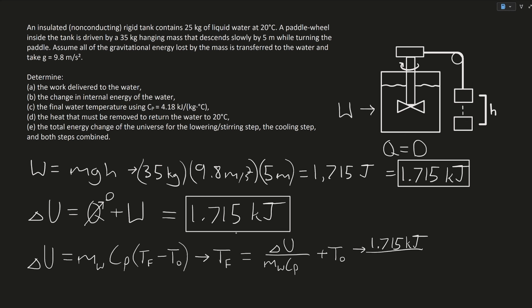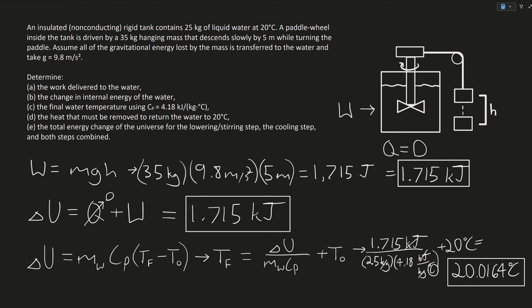divided by the mass of the water, which is 25 kilograms, times the heat capacity, which was 4.18 kilojoules per kilogram Celsius, plus the initial temperature of the water, which is 20 degrees Celsius. Here we can make sure our units cancel. The kilograms cancel here, and kilojoules cancel here to give us Celsius, giving us our final temperature of 20.0164 degrees Celsius.